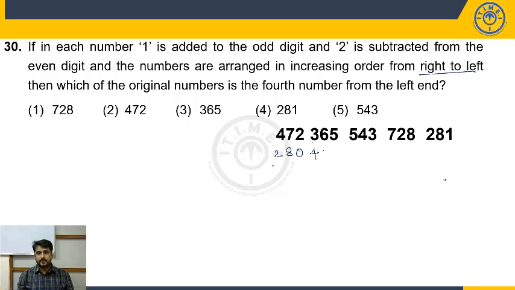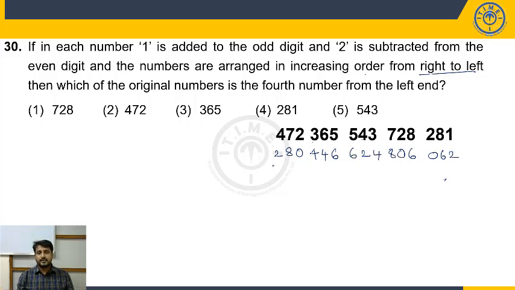2 is subtracted, so 4. 1 is added, so 6. 1 is added, 6. 2 is subtracted, 2. 1 is added, 4. 1 is added, 8. 2 is subtracted, 0. 2 is subtracted, 6. 2 is subtracted, 0. 2 is subtracted, 6. 1 is added, 2. Now, what is mentioned?